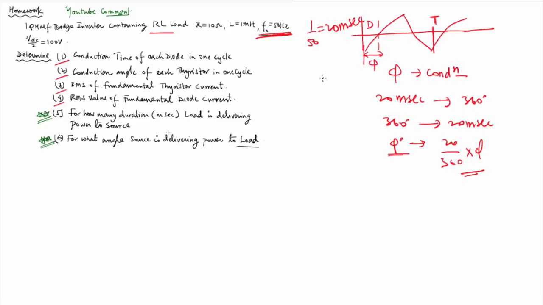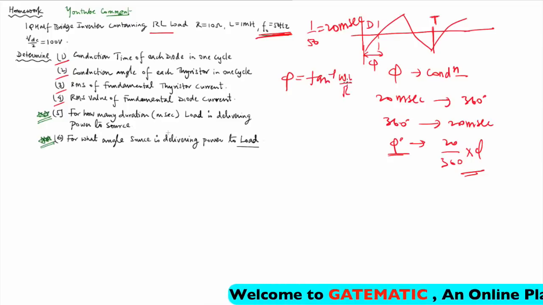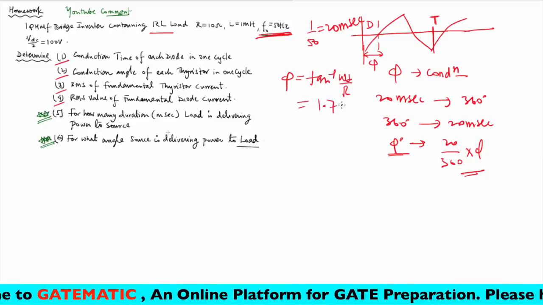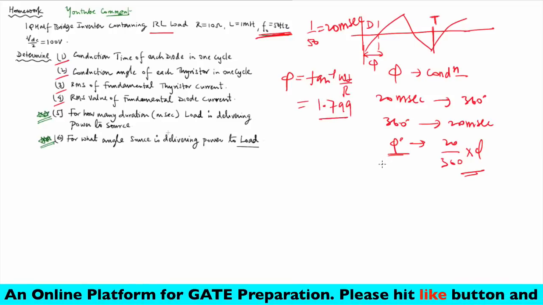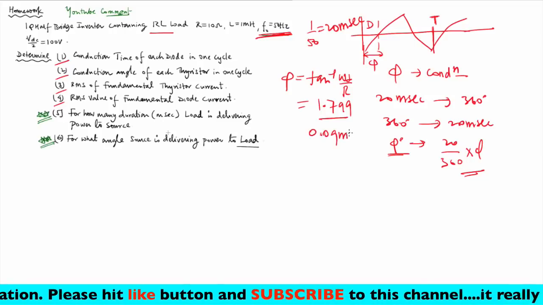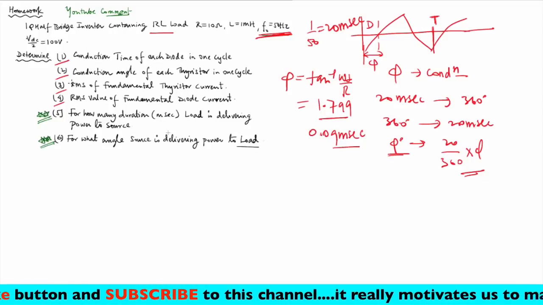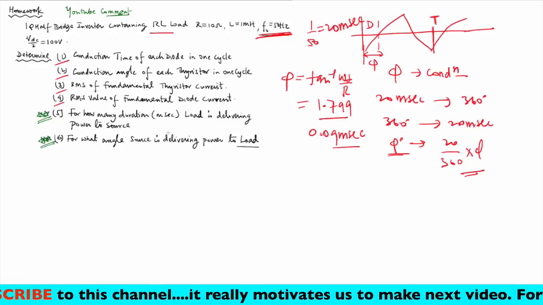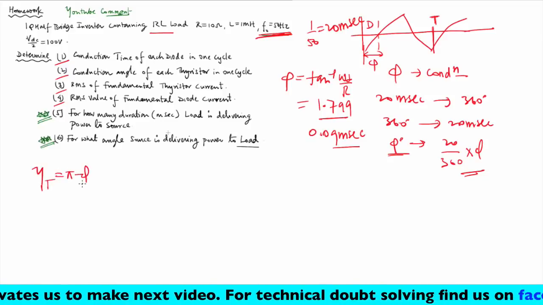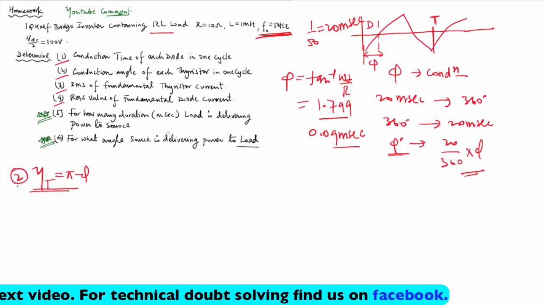Now how to find phi? I already explained to you, phi is the fundamental component of output power factor angle. So it is equal to tan inverse omega naught L upon R. From here you will get phi equal to I think 1.799, and based on that, if you find the conduction time of each diode, it will be 0.09 millisecond. Okay, so point number two is also formula based, like conduction angle of each thyristor. I already found this in the previous lecture, that is equal to pi minus phi. So you can find this.